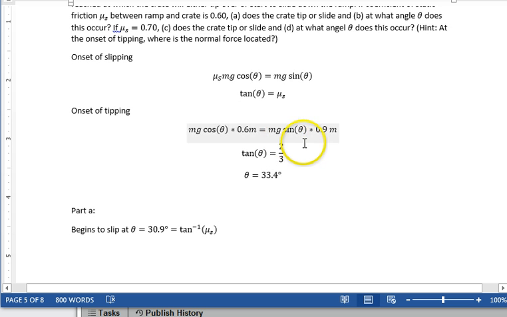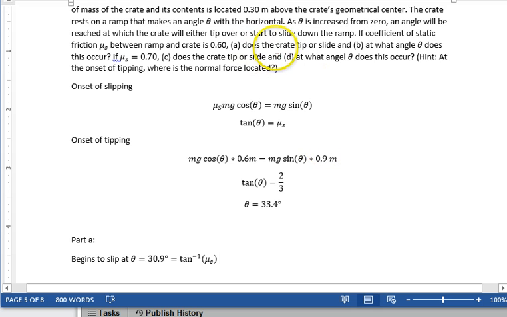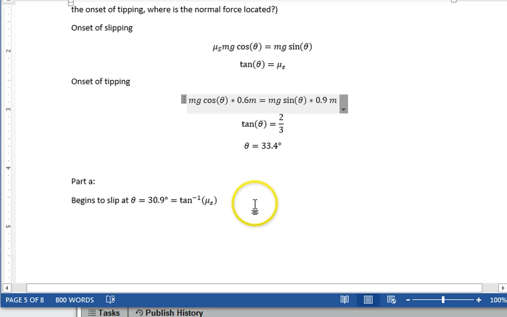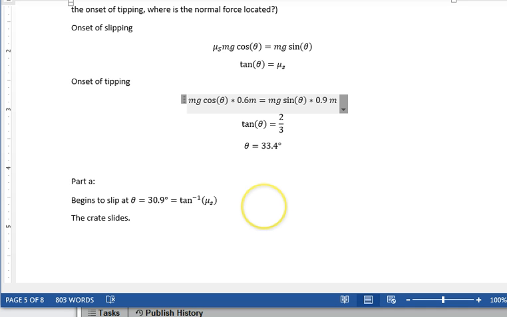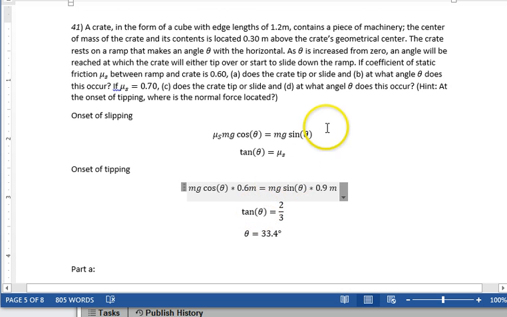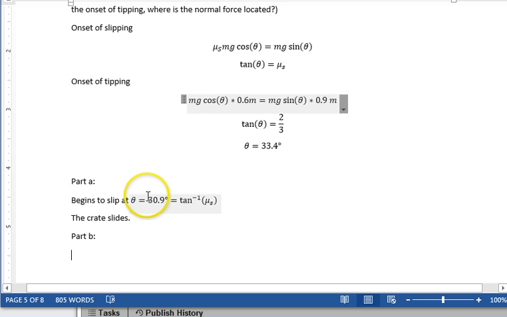So the question in part A, does the crate tip or slide? The answer is the crate slides, because it hits the point at which it slides, 30.9 degrees, before it hits the point at which it tips, 33.4 degrees. Part B is at what angle theta does this occur? Well, we got that, 30.9 degrees. Oh, pardon me. We'll just copy this down.